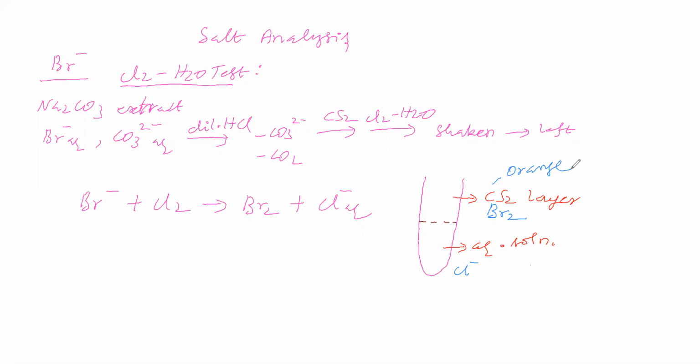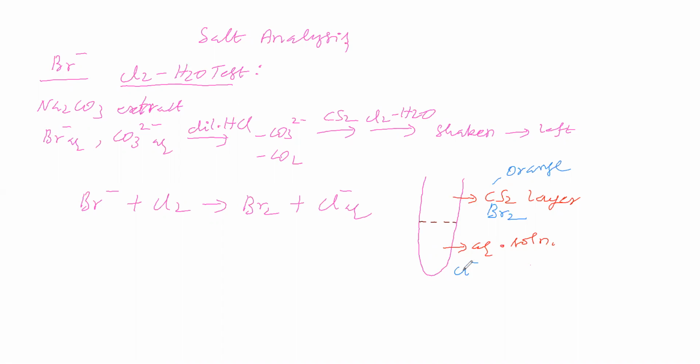In this chlorine water test, we are taking sodium carbonate extract. In the sodium carbonate extract, aqueous Br minus is present and carbonate is present. To remove carbonate as carbon dioxide, we are adding dilute acid. We added dilute HCl. The H plus is converting carbonate into carbon dioxide gas. This Cl minus will not affect this Br minus. And this Cl minus will go to the aqueous solution. It will not go to the CS2 layer.